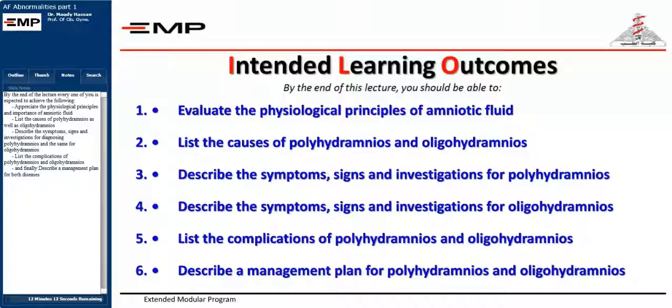Appreciate the physiological principles and importance of amniotic fluid. List the causes of polyhydramnios as well as oligohydramnios. Describe the symptoms, signs, and investigations for diagnosing polyhydramnios and the same for oligohydramnios. List the complications of polyhydramnios and oligohydramnios. And finally, describe a management plan for both diseases.